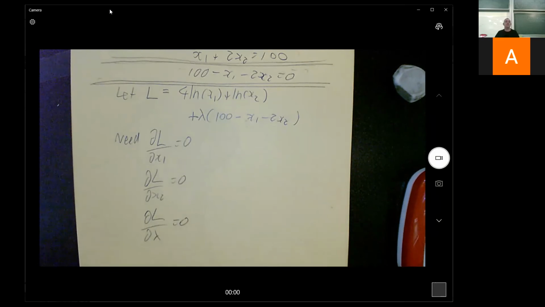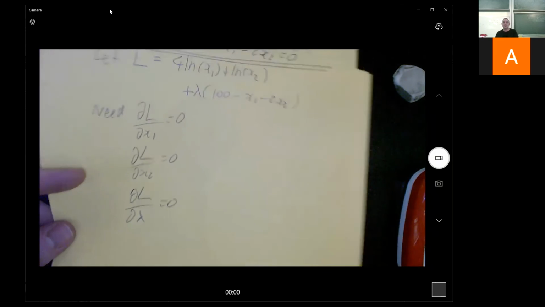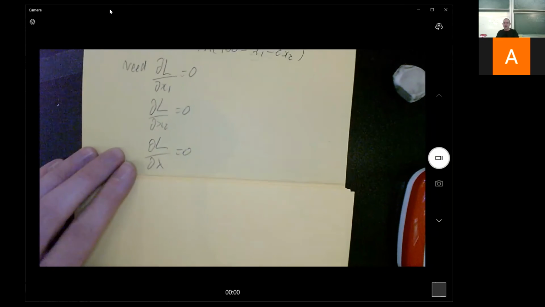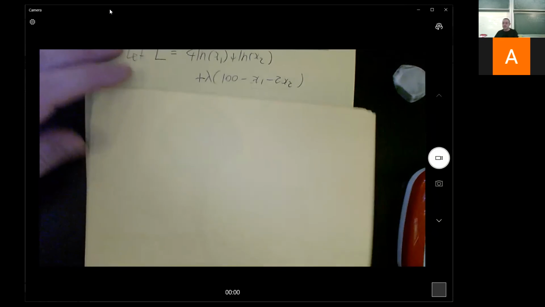Like that. Very, very clever of Lagrange to create a brand new variable to help solve the problem. So to take it from a function of 2 variables to a function of 3. Okay, so I'm going to figure out what those 3 derivatives are.